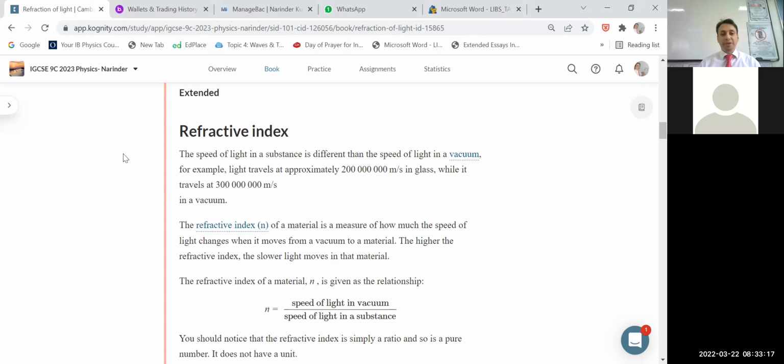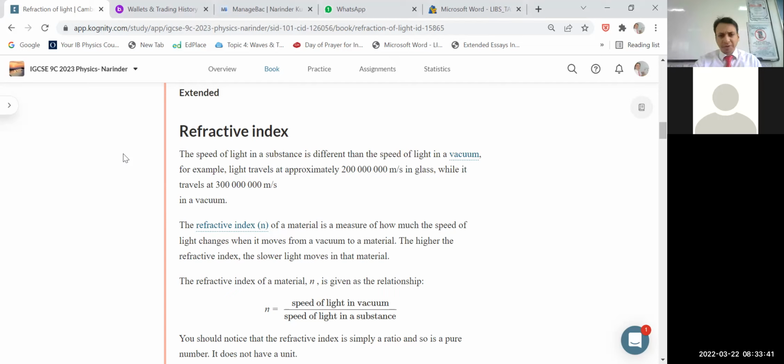The last topic for today is refractive index. In the previous topic, we discussed how light bends and slows down when it enters from one medium to another medium. The reason I gave you that is because its speed slowed down. And now the question is, why did it slow down? Why did it slow down, children?